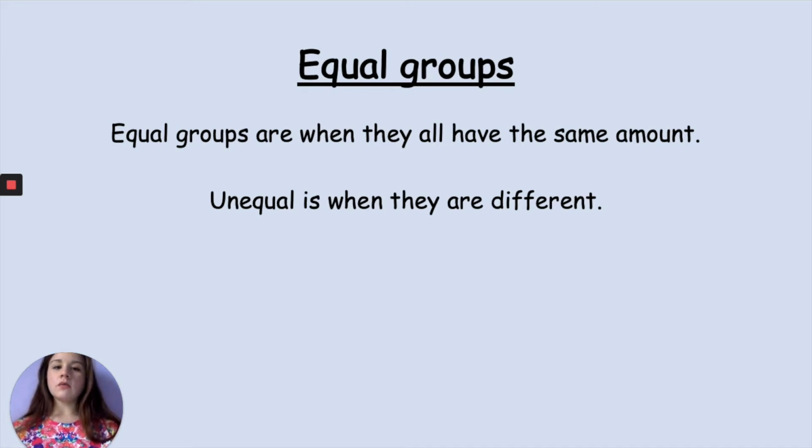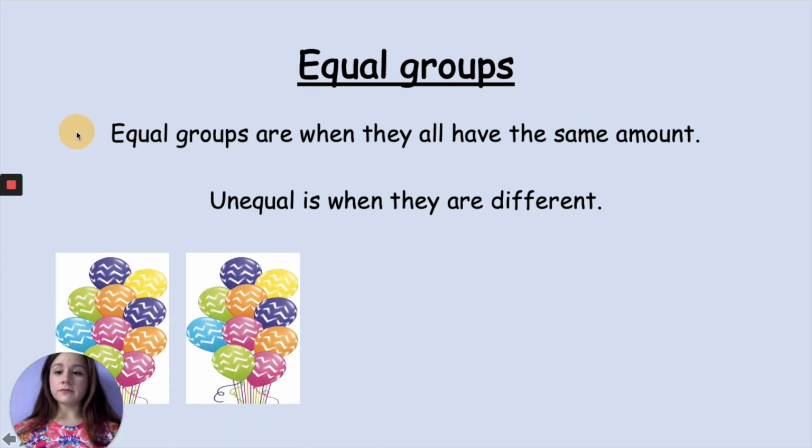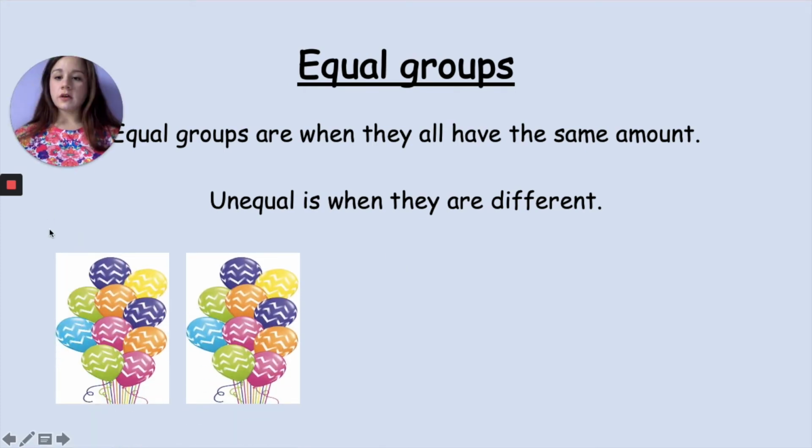We know that equal groups are when they all have the same amount. So if they are different, that means that they are unequal, they are not the same. So here we have 2 equal groups of balloons because they both have 10.